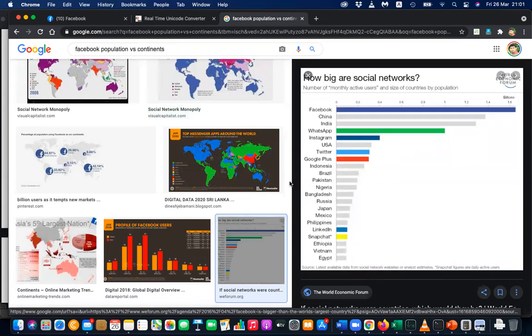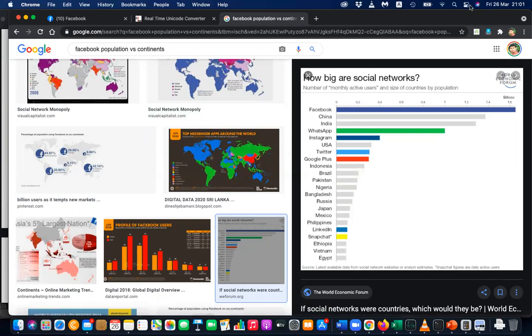If you take Facebook as a country, how big are the social networks, right? USA, you can see the billions. Facebook has 1.6 billion plus. China has 1.3 billion, closer to 1.4 billion population. So Facebook is even bigger than China. China is the largest country, but Facebook is even bigger than China, even bigger than India. WhatsApp and Instagram are bigger than USA, right? So think about the population over there.